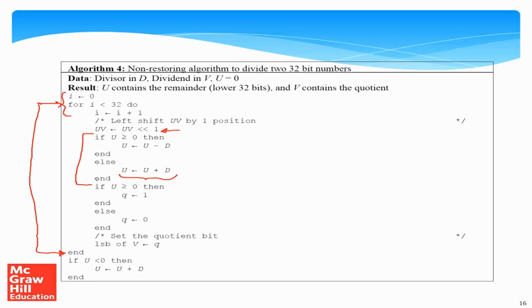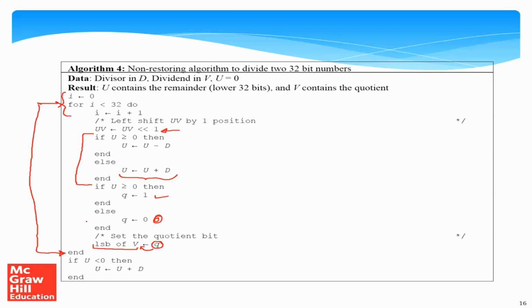After that, if u is positive or 0, we set the quotient bit to 1. Otherwise, we set the quotient bit to 0. And finally, the quotient bit q that we computed is set to the least significant bit of v. And so this is the way that we do this algorithm.